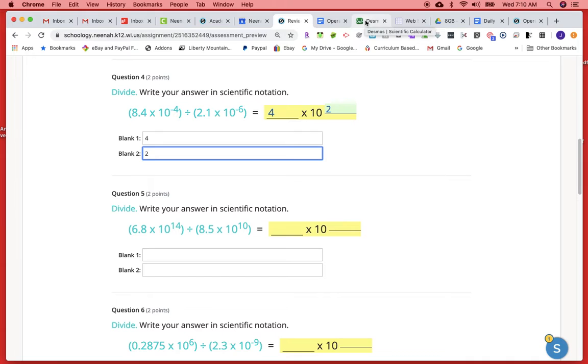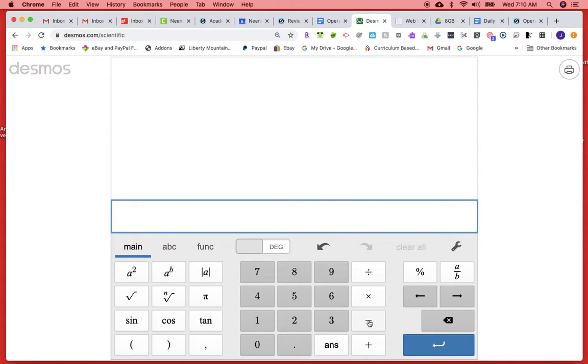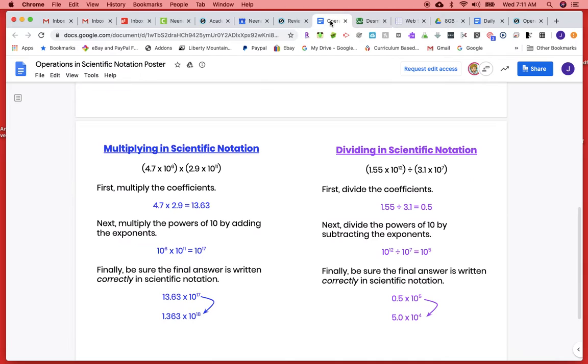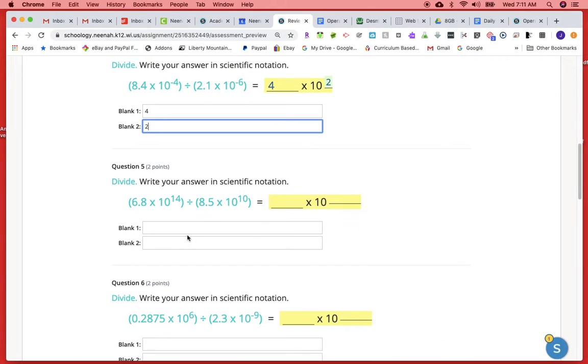Please feel free to use the Desmos. So it's -4 minus a -6, we get +2. For our negative signs, we're just selecting the minus sign on this Desmos calculator. All right. So our last step is making sure that this is in correct scientific notation, and it is. Perfect. Let's move on to the next one.